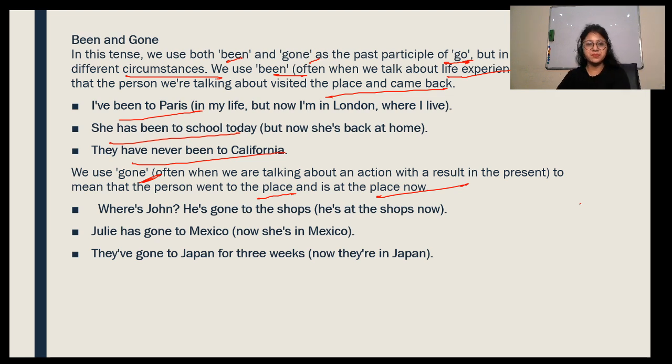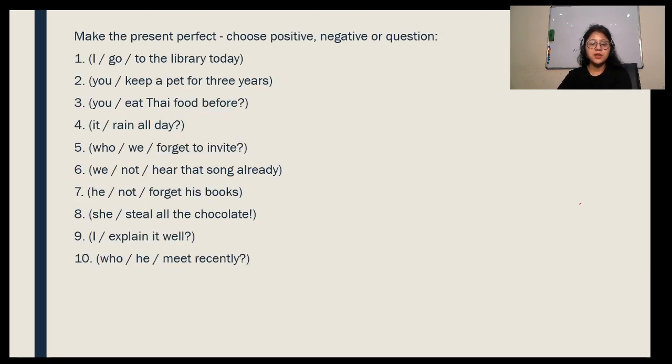Alright. Now, make the present perfect. Choose positive, negative or question depending on the sentences. Now, this is going to take at least 5 to 6 minutes. Please do this properly. This is the most important stage in our tense class today. So, I want you to relax and do this. Alright.